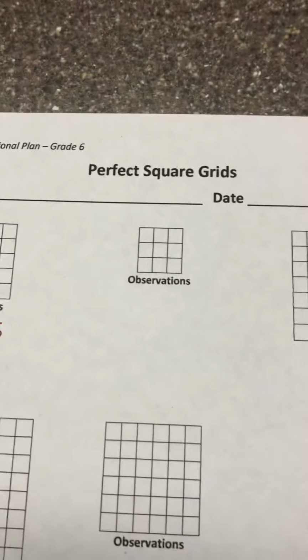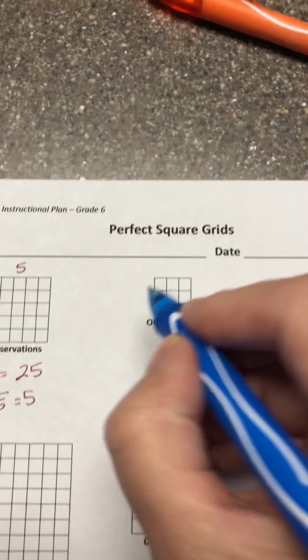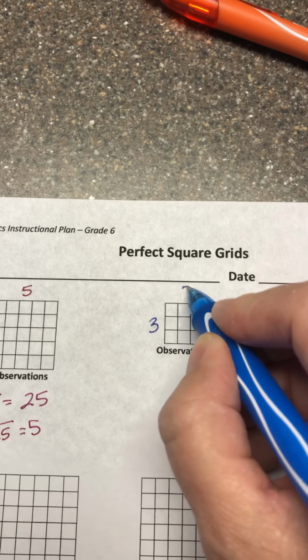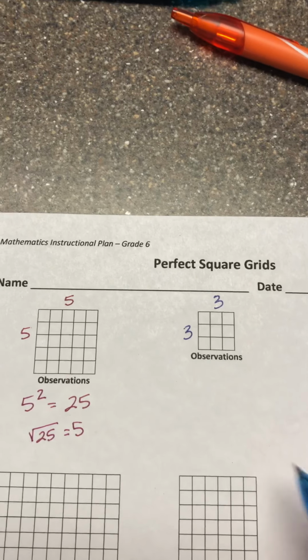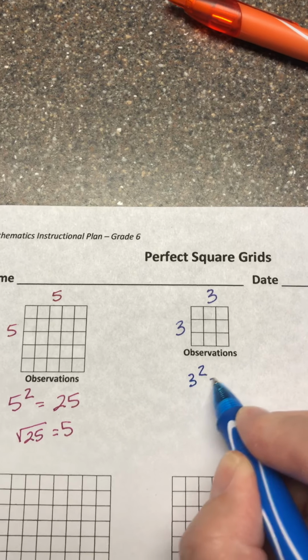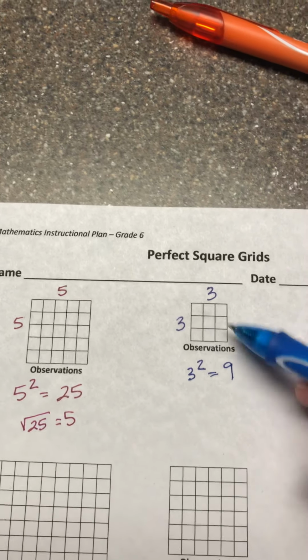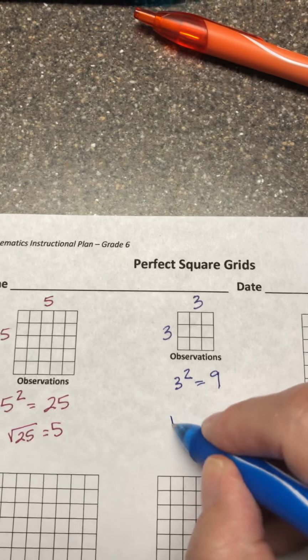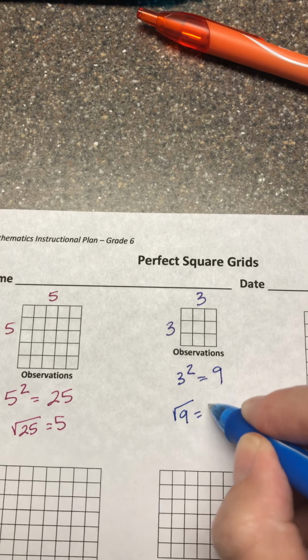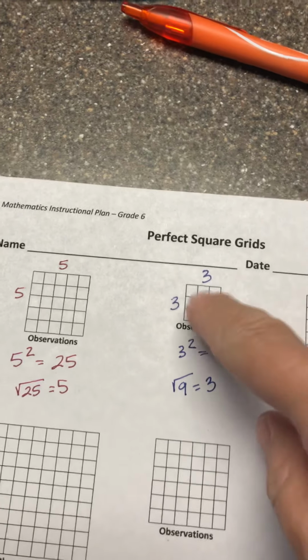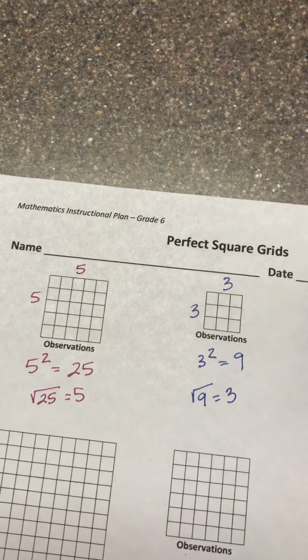So now let's look at this one. What do you notice? 3 and 3. So that's 3 squared, which is 9. You have 9 squares there, right? So the square root of 9 is 3, because it goes back to the length of that one side.